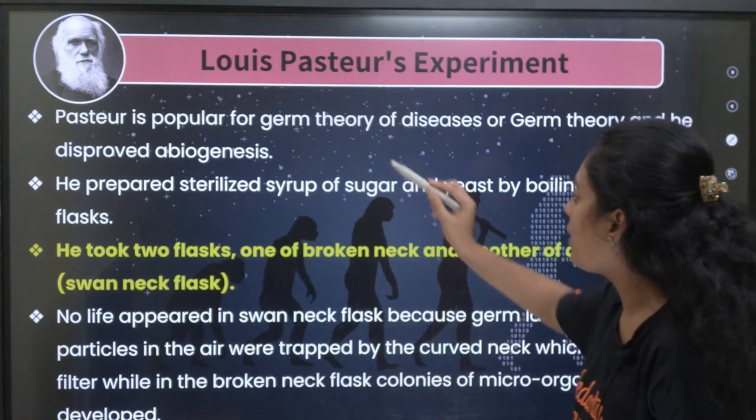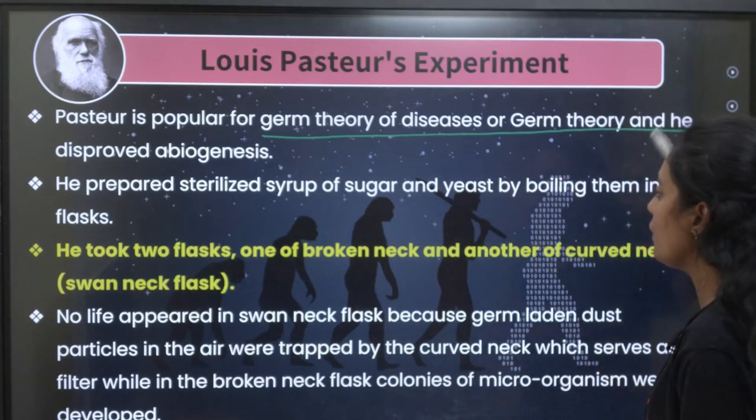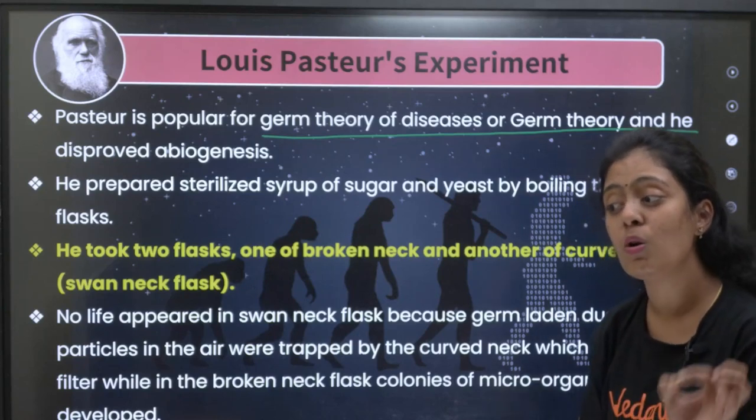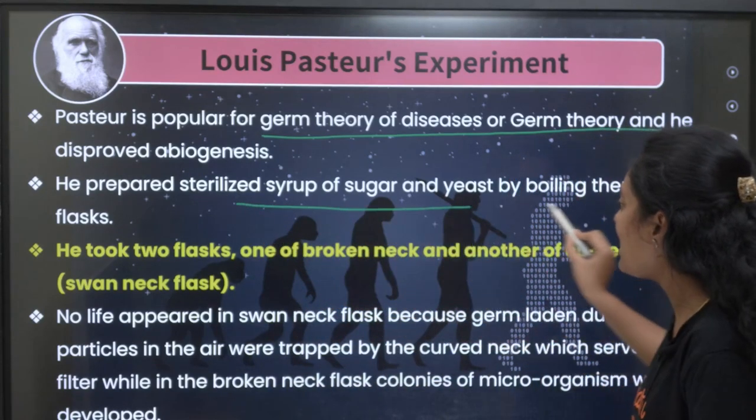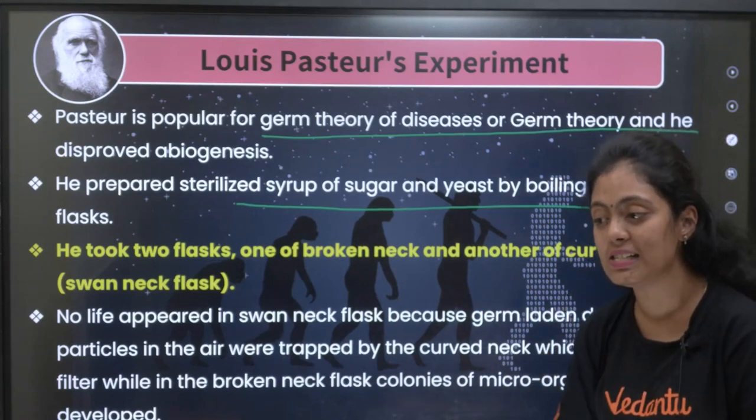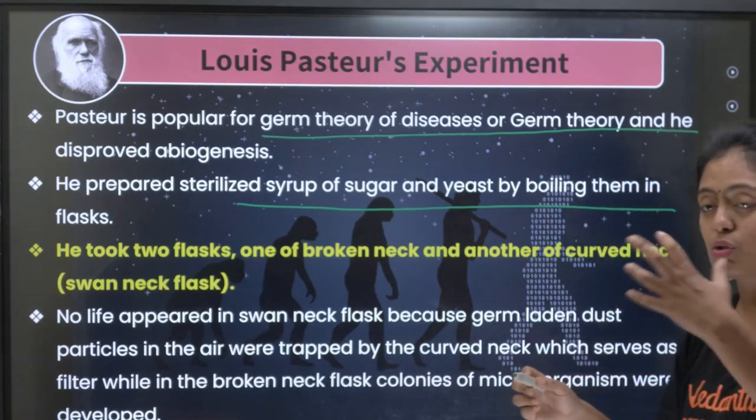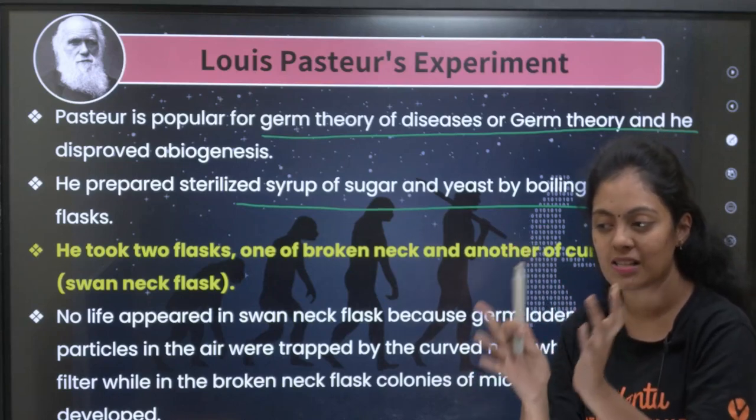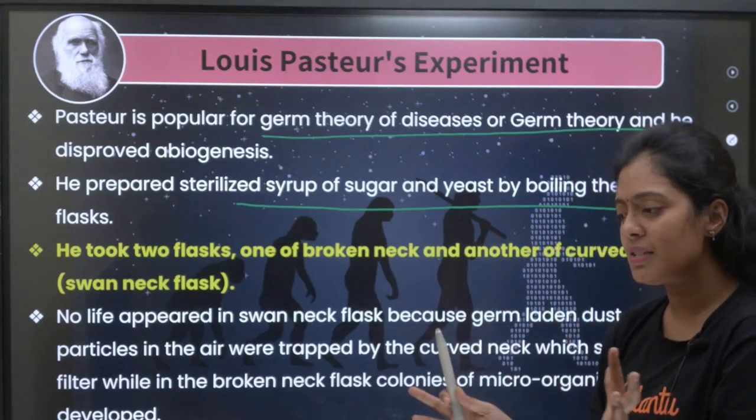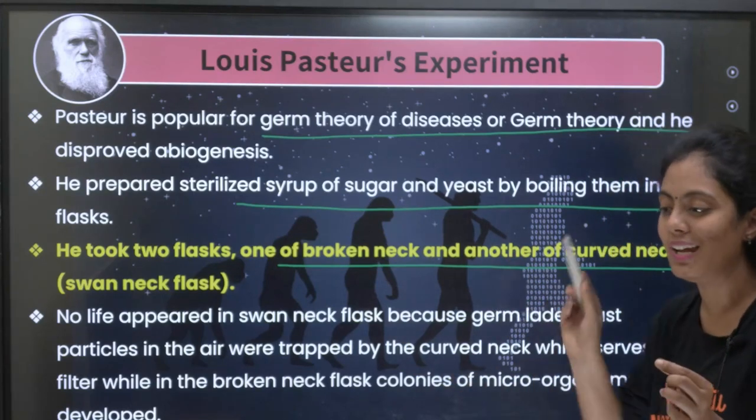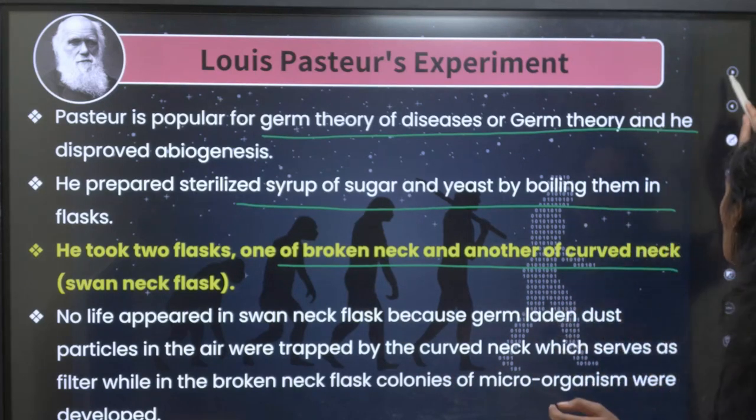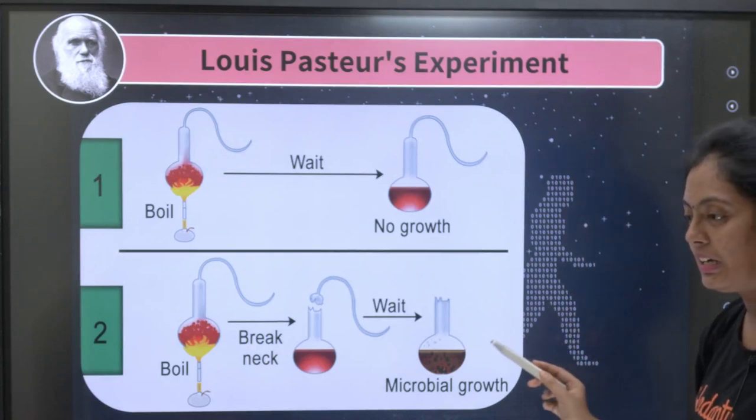Pasteur is popular for his germ theory of diseases, and he also disproved abiogenesis. He prepared a sterilized syrup of sugar and yeast by boiling them in a flask. He took two flasks, one with a broken neck and another with a curved neck. That is the swan neck. So, this is the swan neck.